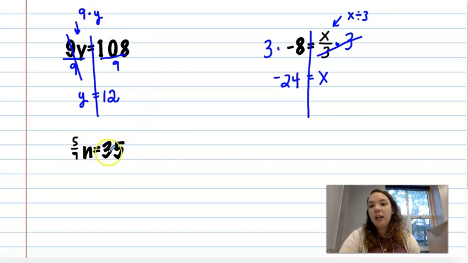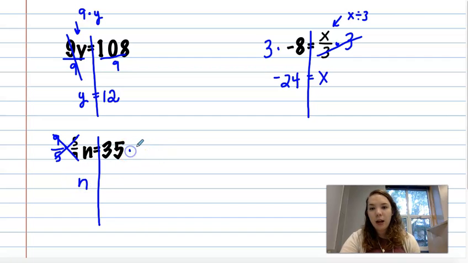5/9 n equals 35. So I'm not sure if you remember or not, but you cannot divide by a fraction. Getting rid of a fraction means you have to multiply by the reciprocal. The reciprocal is that fraction flipped upside down. So multiply by the reciprocal. The reason this works is because these create 1. 9/5 times 5/9 is equal to 1. That's why we're doing that. So n, and I have to do it to both sides. Gotta take my own advice.